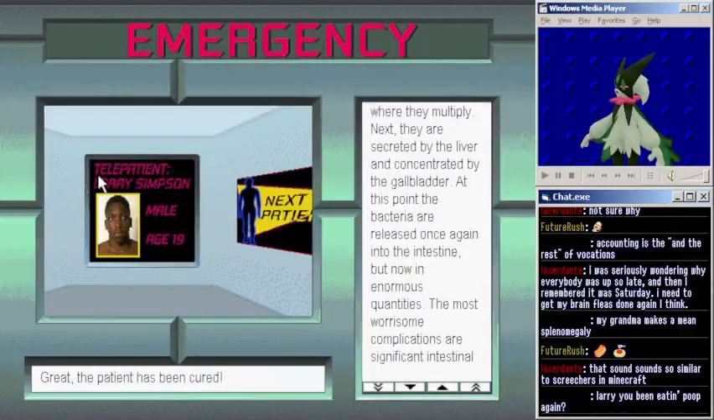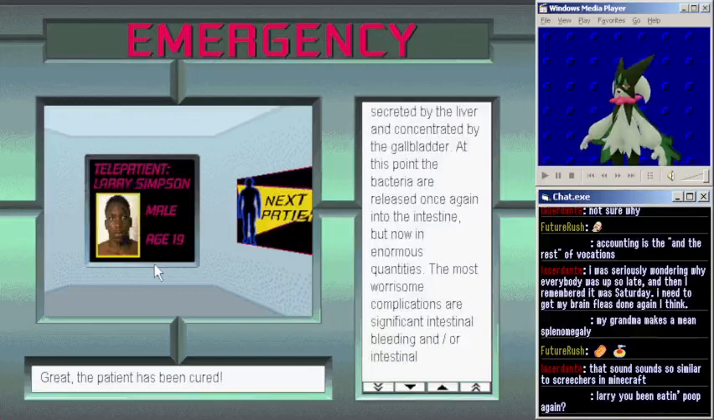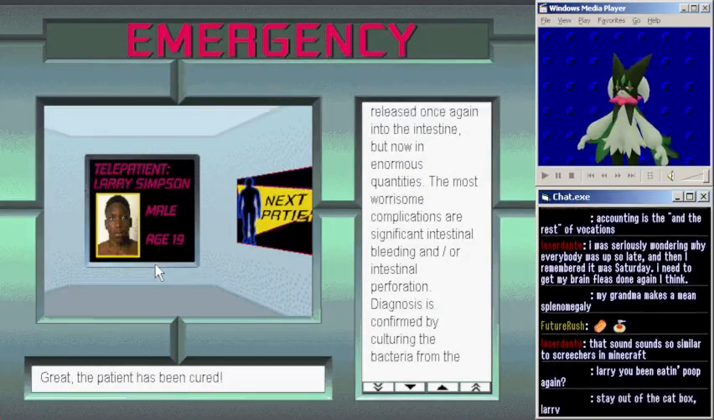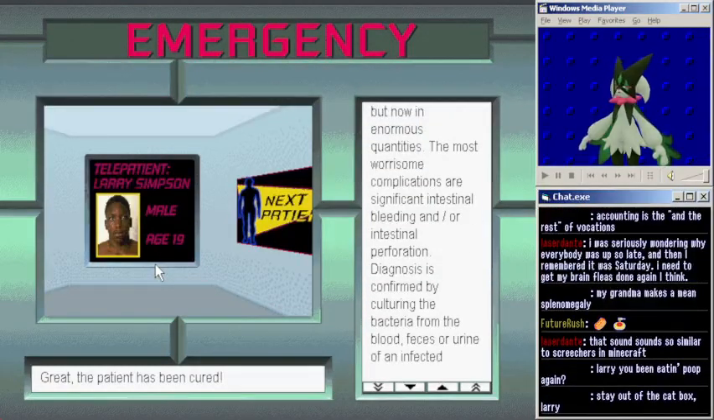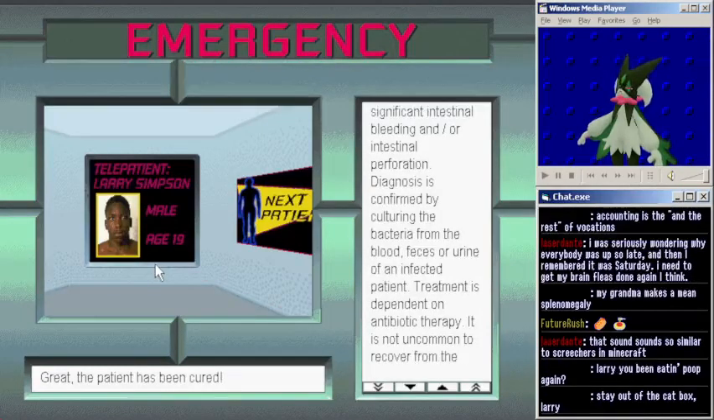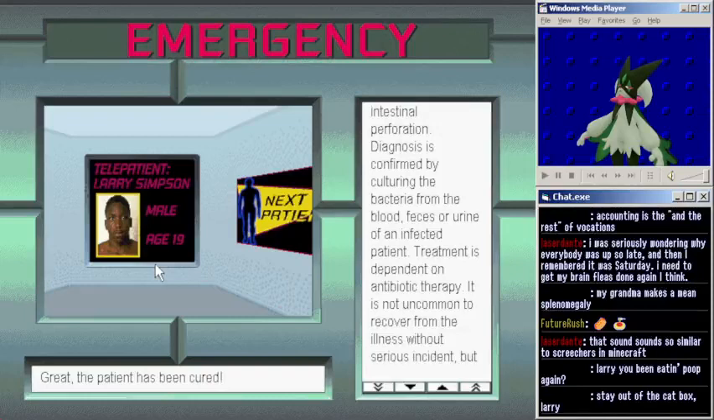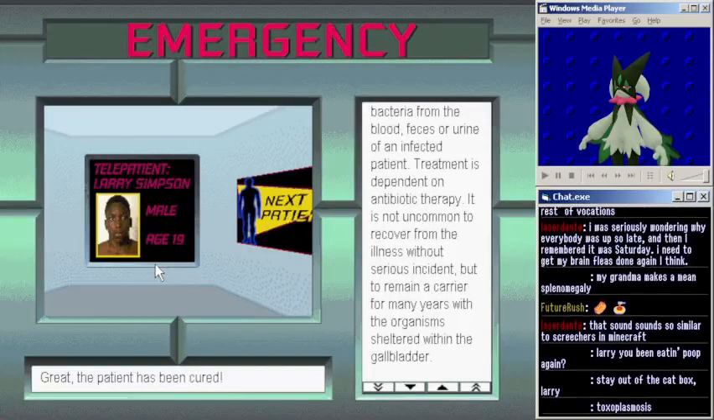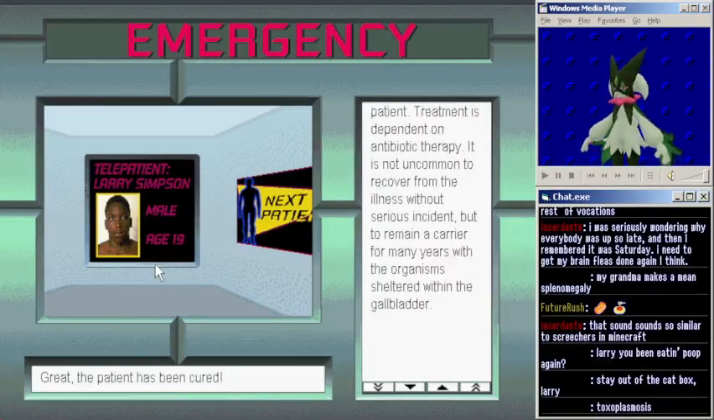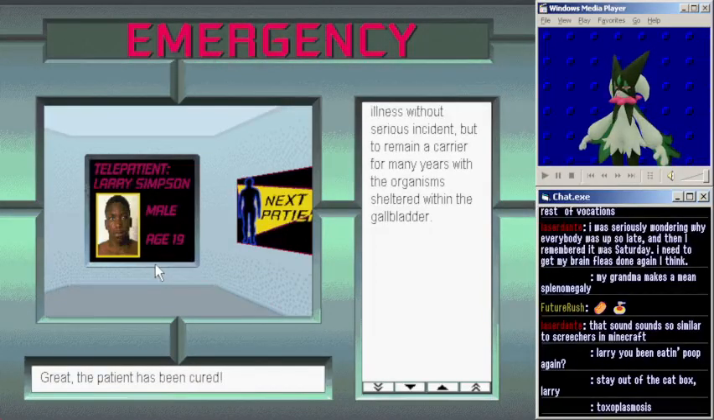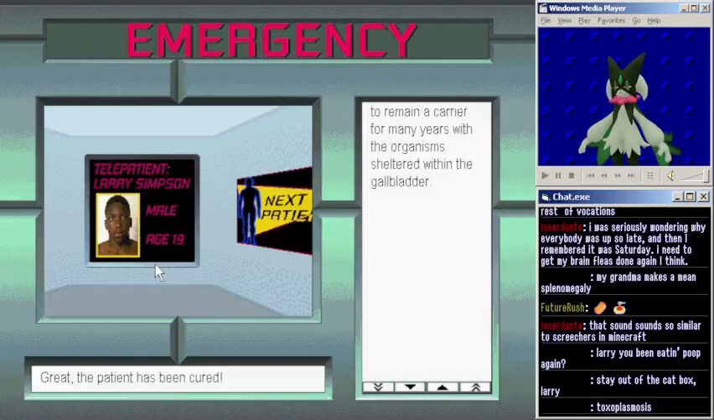At this point, the typhoid bacteria are once again found in the intestine, but now in enormous quantities. The most worrisome complications are significant intestinal bleeding and intestinal perforation. Diagnosis is confirmed by culturing the bacteria from the blood, feces, or urine of an infected patient. Treatment is dependent on antibiotic therapy. It is not uncommon to recover from the illness without serious incident, but to remain a carrier for many years, with the organism sheltered within the gallbladder. Yeah, my brain fleas are acting up.